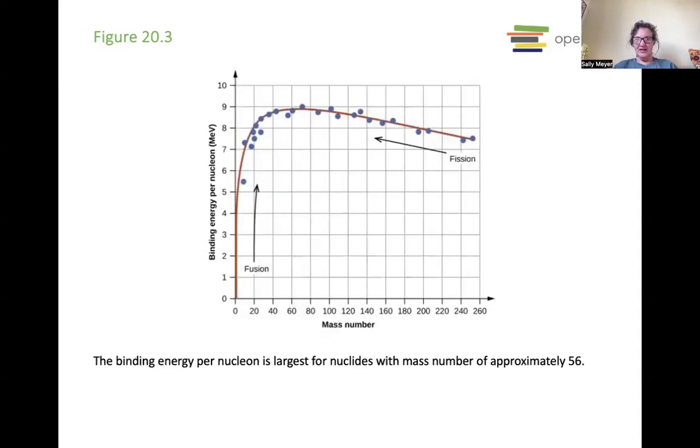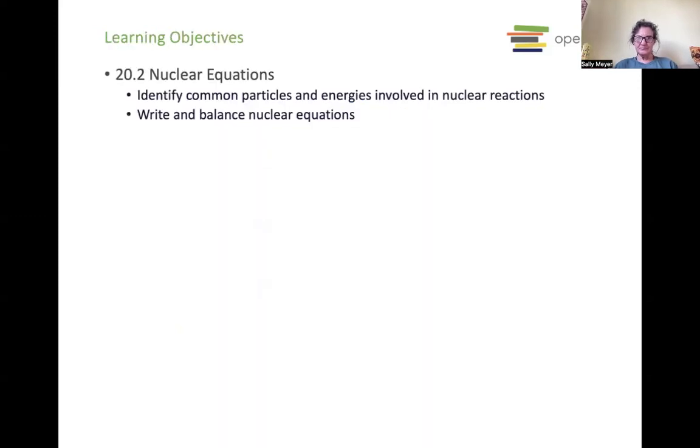This shows you that the most stable nucleus is actually iron 56. So if you have nuclei that are smaller than iron 56, you can fuse those and make bigger nuclei and get energy out. And if you have nuclei that are bigger than iron 56, more protons and neutrons, they can fall apart, undergo fission, and also become more stable.